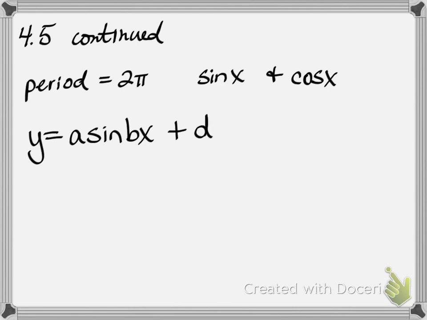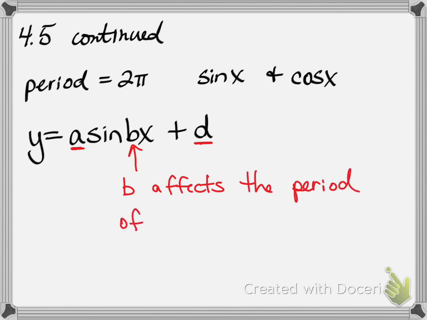So earlier this week we've talked about the amplitude. Today we talked about d being a vertical shift. And now we're going to learn what b does. And b affects the period of the function. So we've got a little formula we're going to memorize, and it is period equals 2 pi divided by b.